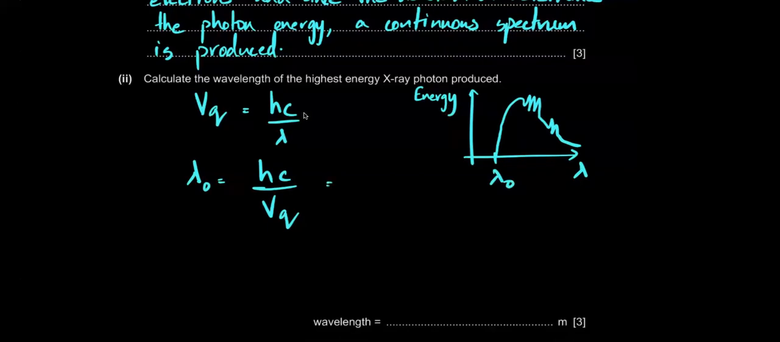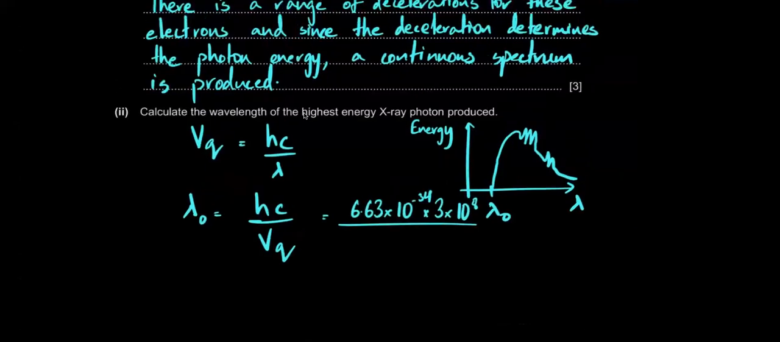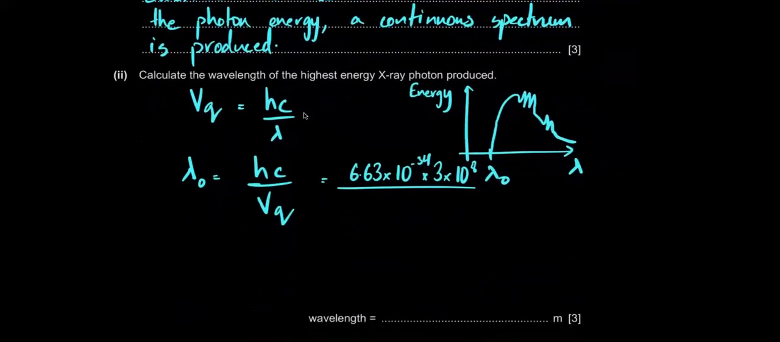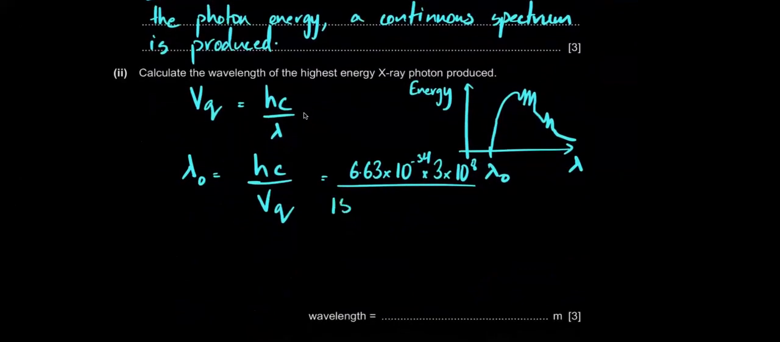So if you calculate this, h is 6.63 into 10 to the negative 34. c is 3 into 10 to the 8. V, the accelerating potential difference, is 15 kilo, 15 into 10 to the 3. And here, this q is the charge of each particle, which is the charge of an electron, so 1.6 into 10 to the negative 19. So this cutoff wavelength turns out to be 8.3 into 10 to the negative 11 meters.